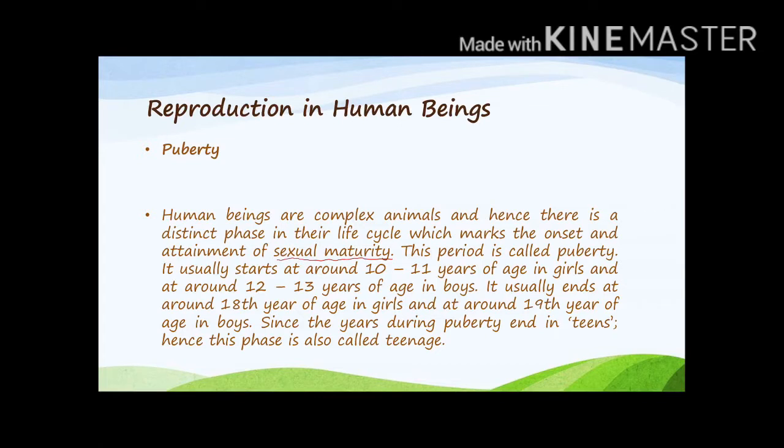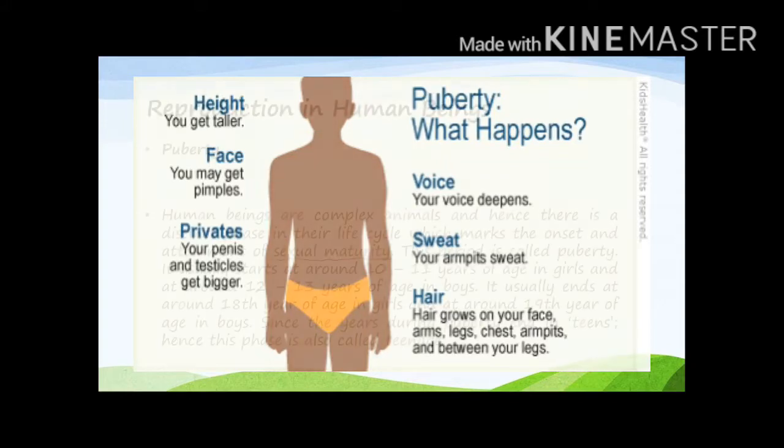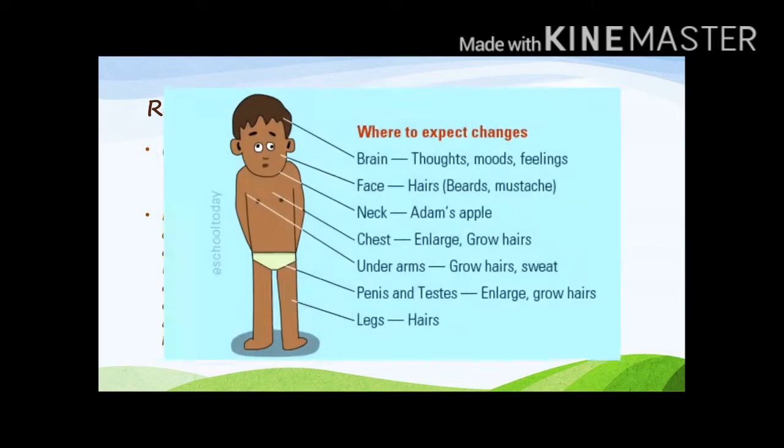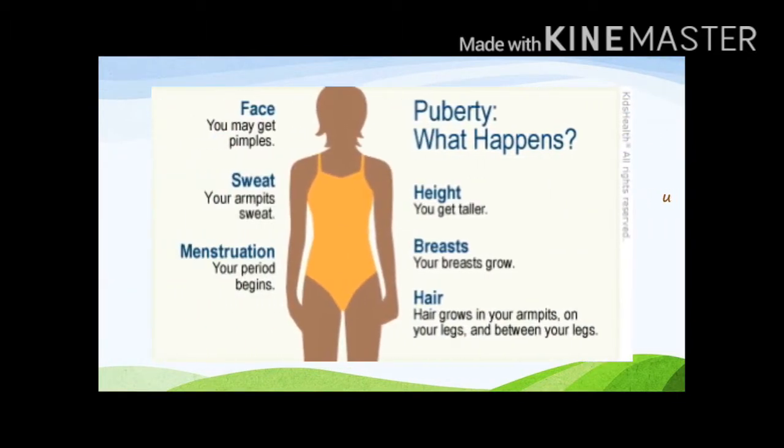It usually starts at around 10 to 11 years of age in girls, and at around 12 to 13 years of age in boys. It usually ends at around 18 years of age in girls and around 19 years of age in boys. That is why this age from 11 to 19 is called teenage. So this phase called teenage is the puberty, and it's a very necessary part of life.